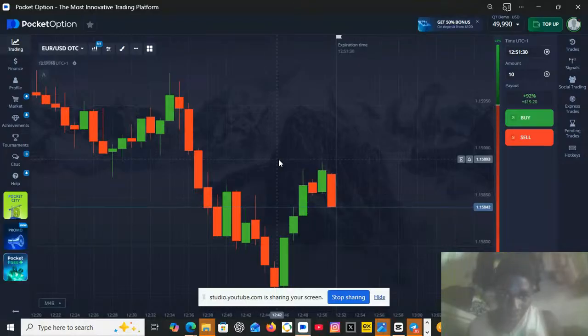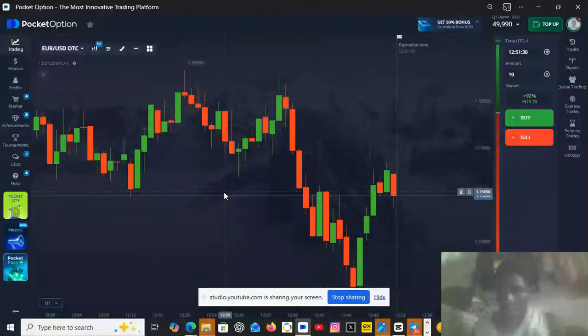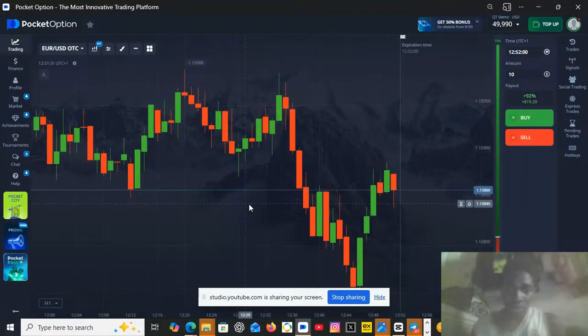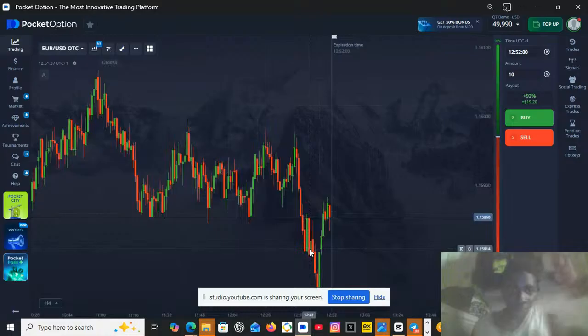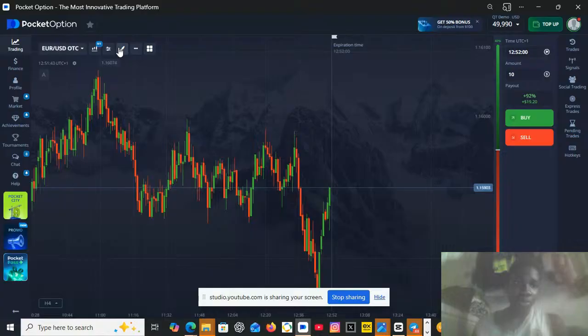So let's analyze this trading pair. This is a 92% trading pair. Take note, all the pairs we will be trading have a minimum of 92% or 90%. Looking at this market now, what can we see here? I'll say the market is in a downtrend, but it has been ranging for some time now.